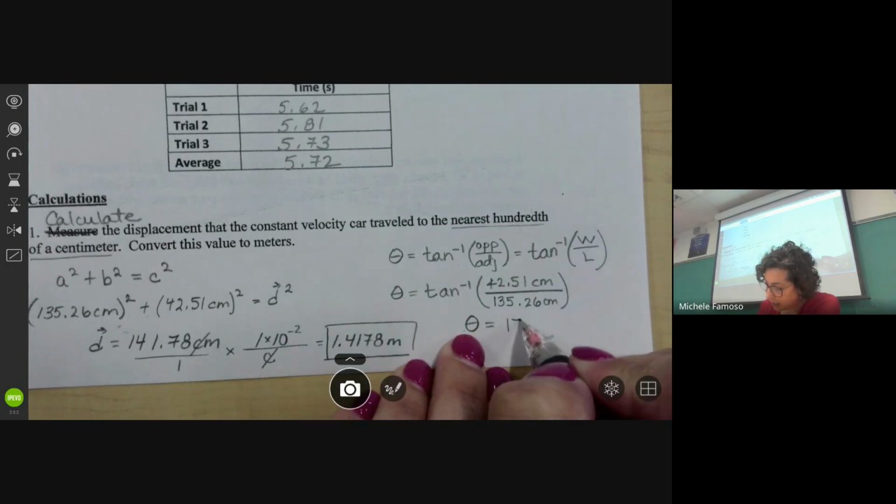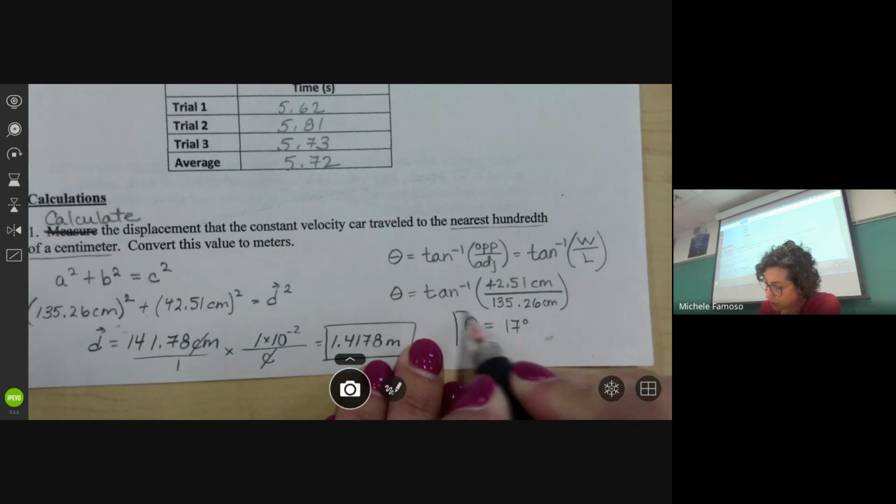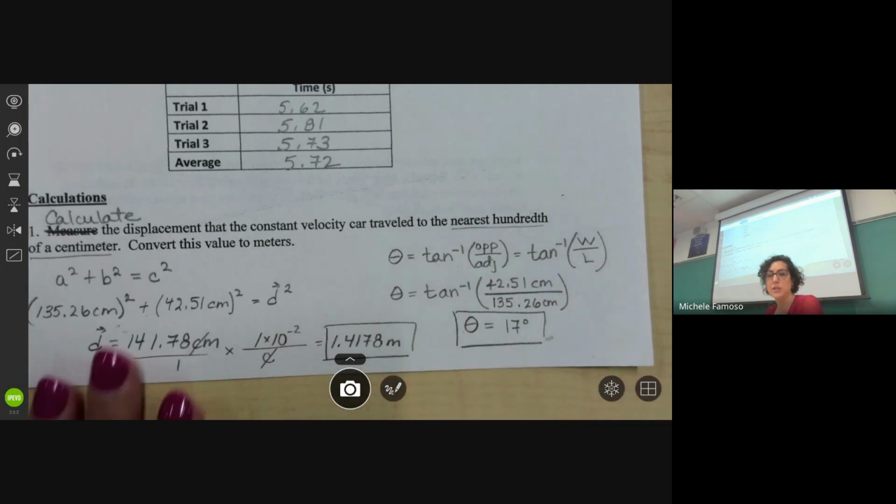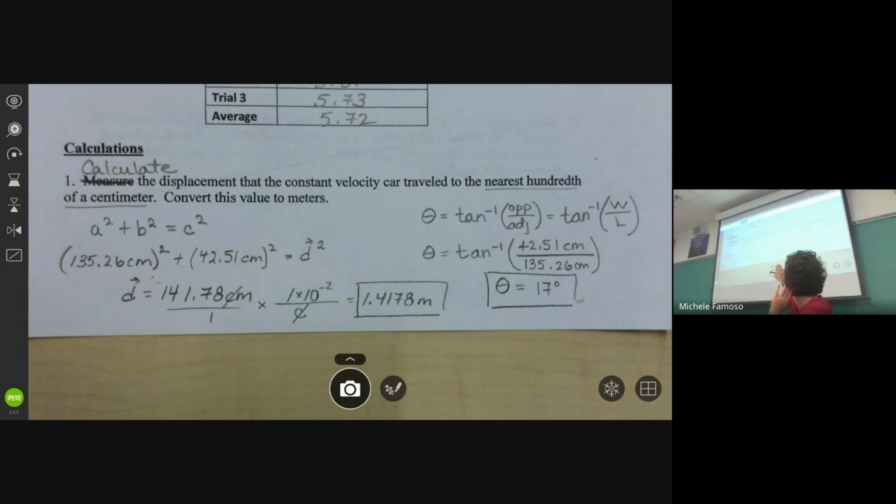And all of our answers always go to the nearest degree. So you're going to round it to the nearest degree. And those two boxed answers are my final answers to this question. You have to do it with your numbers, not mine. Make sure you're plugging in your values, not mine.